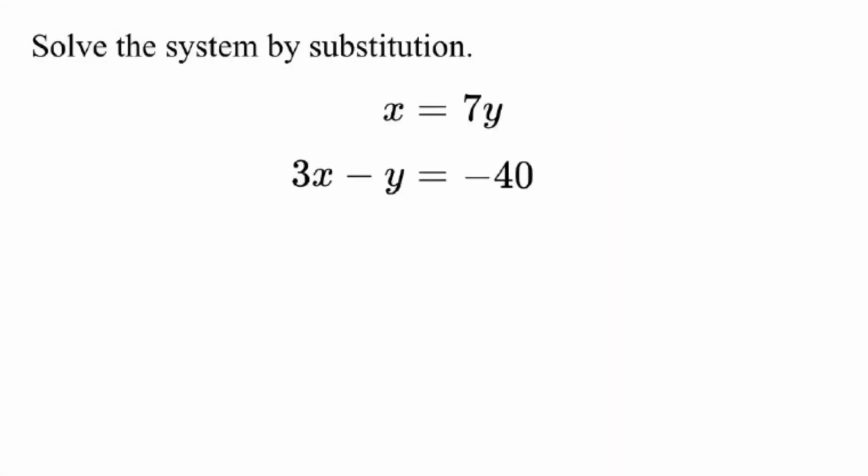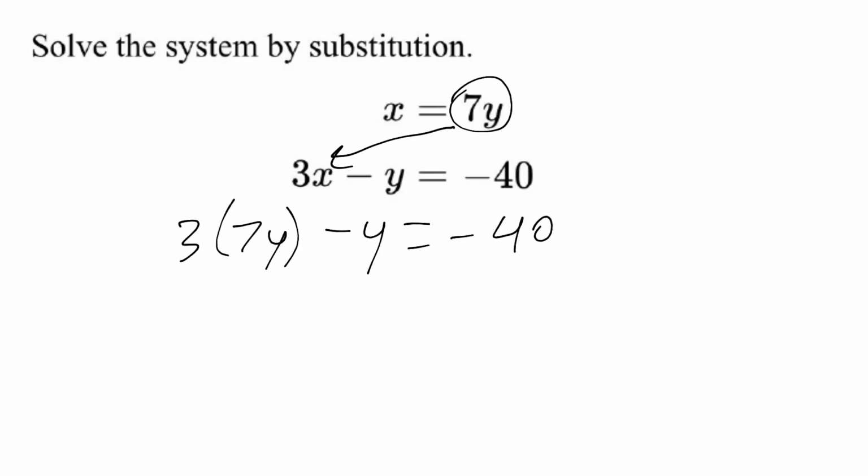This problem's almost identical, but instead of replacing y, we're going to replace x. So I'm going to take that 7y and plug it into the other one. 3 times 7y minus y is equal to negative 40. It's very important to pay attention to which variable you're solving for. For this one, I'm solving for y.